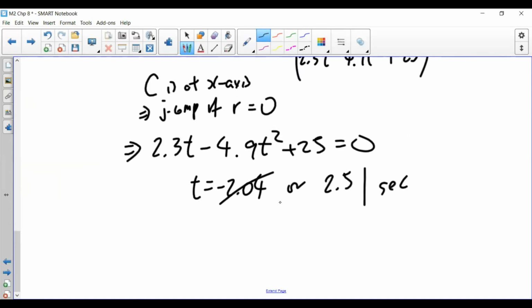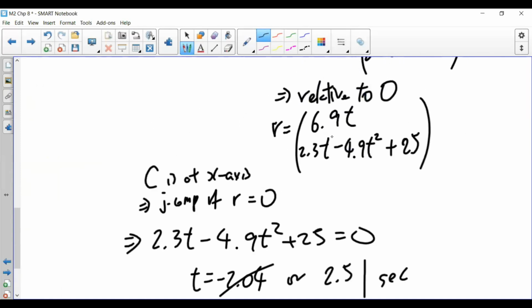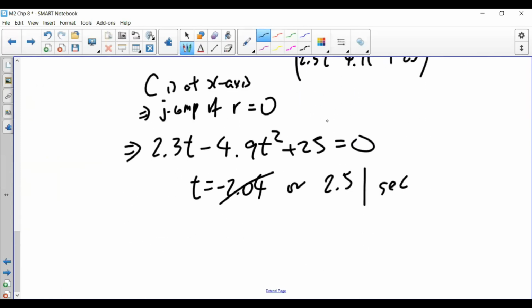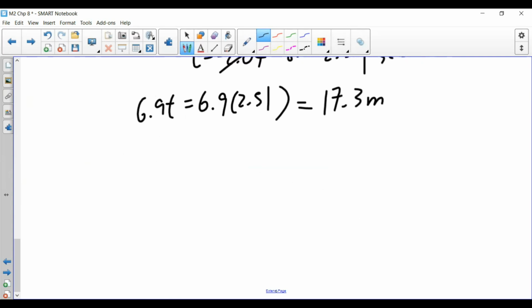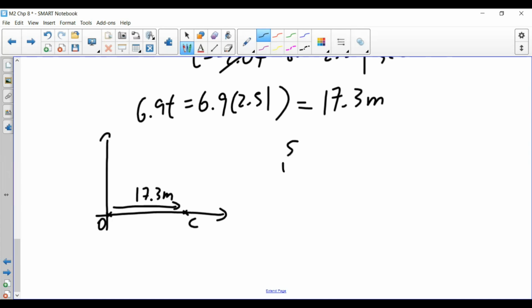Anyway, so when you find t, we can sub in to find the x coordinate of the C value. 6.9t becomes 6.9 times 2.51, which is 17.3 meters. So what it means is from O to C, this is 17.3 meters. To find acceleration, we use a normal suvat.